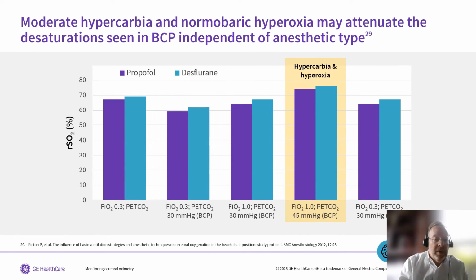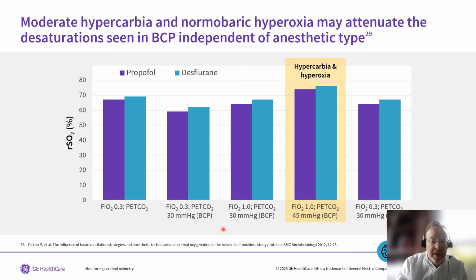Here's what their results look like. On the left side is regional saturation, and then along the bottom are the stepwise interventions that were performed in this procedure. First, patients started out with a fraction of inspired oxygen of 30% and a normal end-tidal CO2. Then, patients were placed into the beach chair position. You can see a significant decline in regional saturation in patients that were placed in the beach chair position in both patients who were receiving propofol or the inhaled anesthetic agent desflurane.